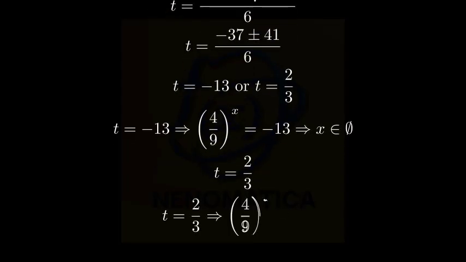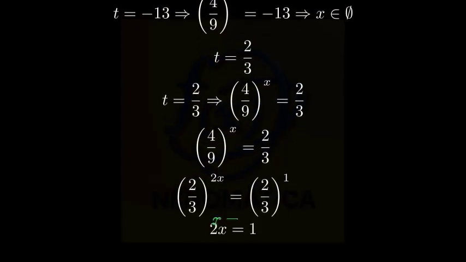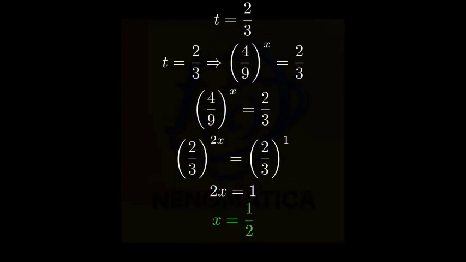Now let's solve for x. We have the quantity 4/9 to the power of x equals 2/3. We can write 2/3 as 2/3 to the power of 1. Rewriting the left side, we have the quantity 2/3 to the power of 2x equals 2/3 to the power of 1. When we have equal bases with different exponents, we can equate the exponents. So we have 2x equals 1. Dividing both sides by 2, we get x equals 1/2.